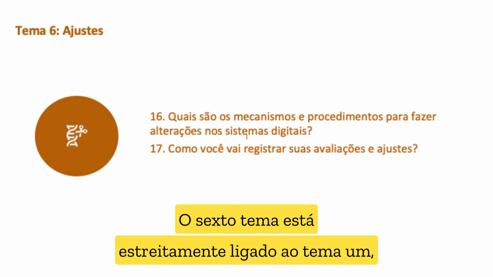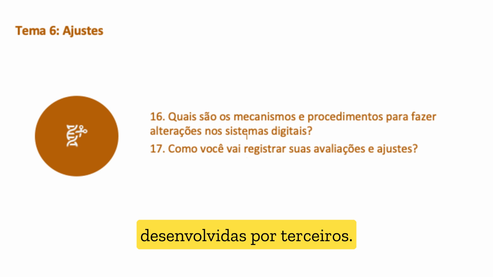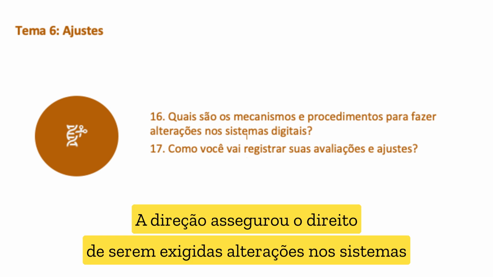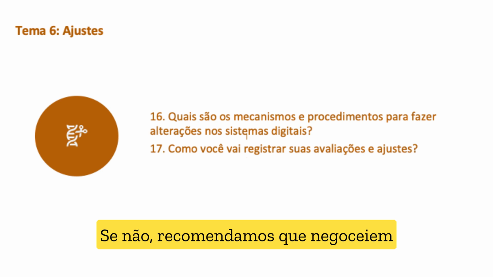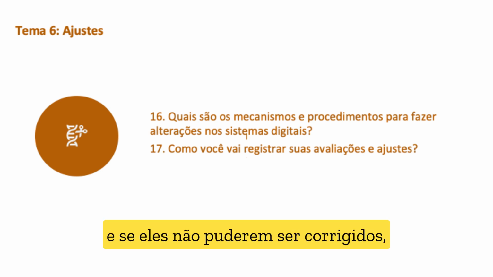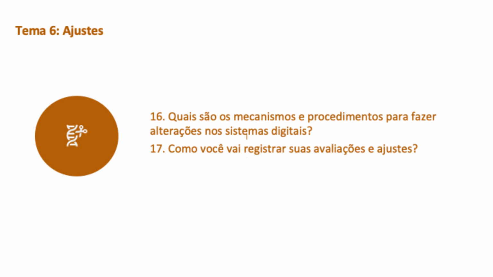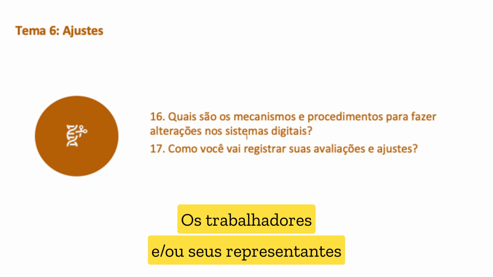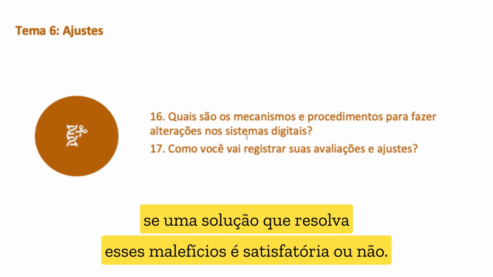Theme 6 is closely linked to Theme 1 regarding the use of digital technologies that are developed by a third party. Has management ensured the right to demand changes to systems if harms are detected? If not, it's our recommendation that you negotiate terms whereby if harms are detected and they can't be rectified, then of course that digital technology should not be used. Workers and/or their representatives should decide with management whether a solution that sorts out those harms is satisfactory or not.